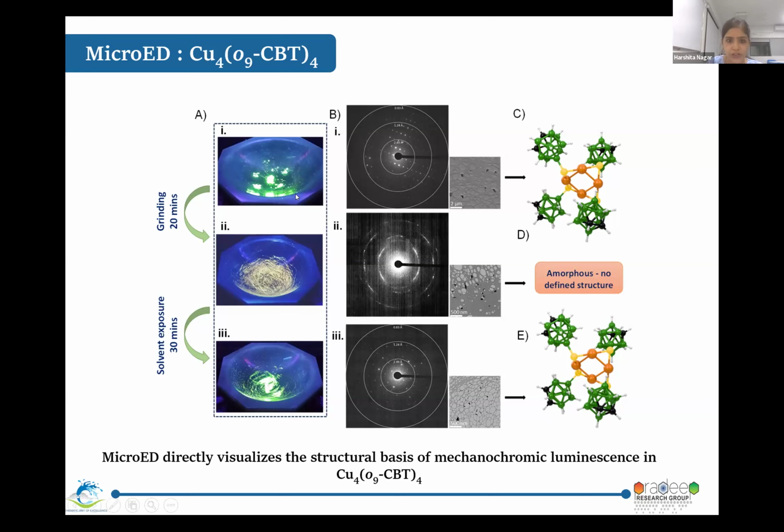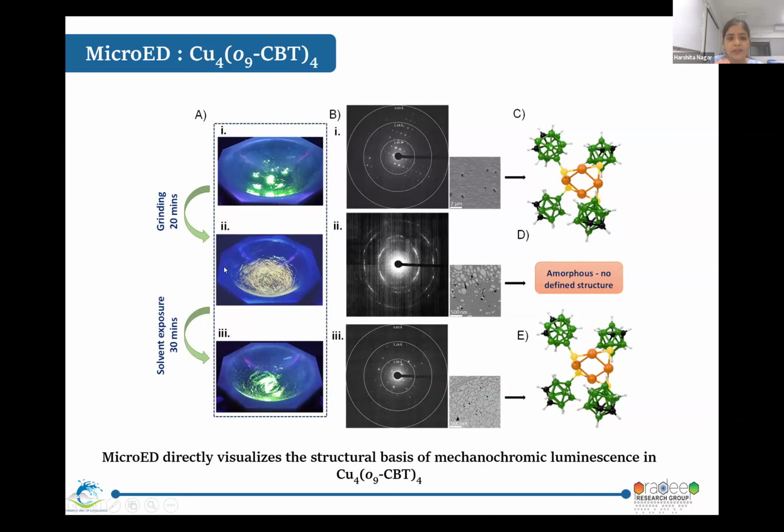If you can see here, firstly, these crystals before grinding show green emission. And then after grinding for a few minutes, their emission changed to yellow color. And then upon solvent exposure, their emission is coming back. So we used microED in all these three stages. At stage 1, before grinding, we did the microED, and this is the diffraction pattern which we got. Again, the resolution was around 0.8 angstrom, and the crystal size which we used here was even less than 1 micron. And this is the microED structure which we got from such tiny crystals.